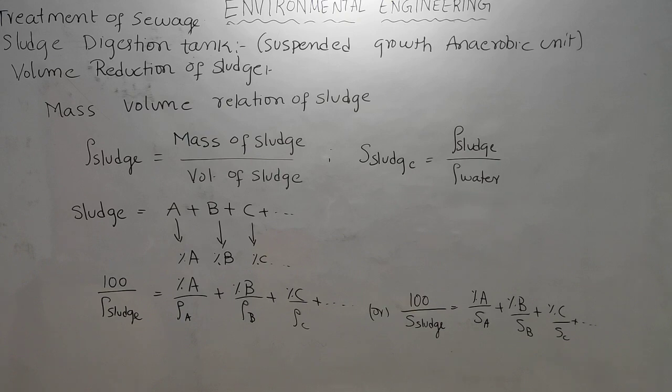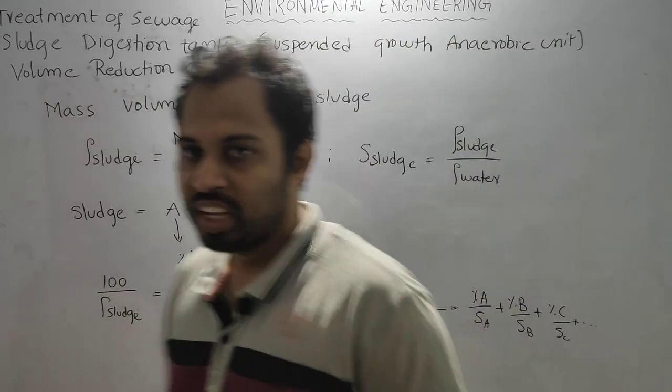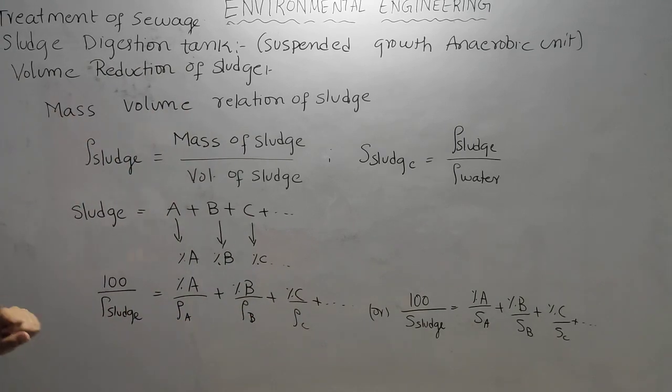Majorly we take the major components of the sludge as one is water and another is solids. By using the specific gravity or densities of water and the solids, we can find the density of the sludge.